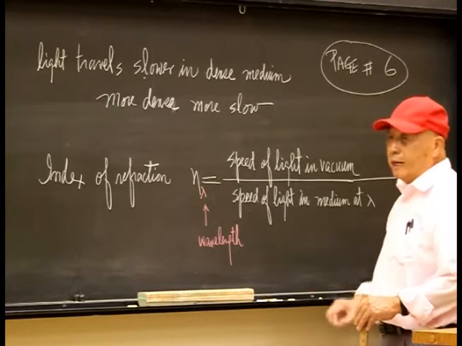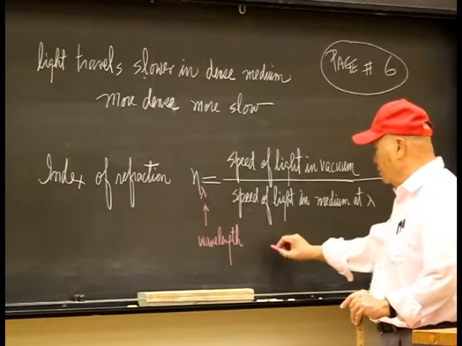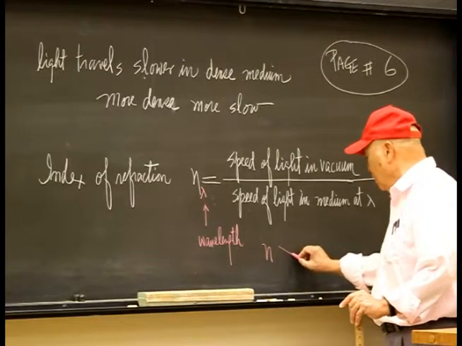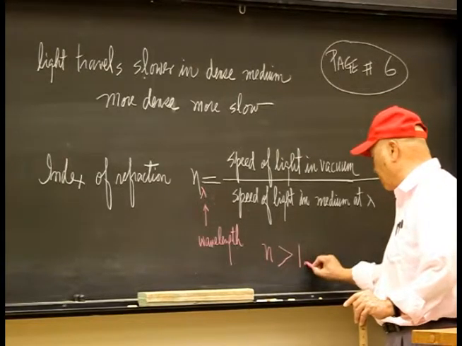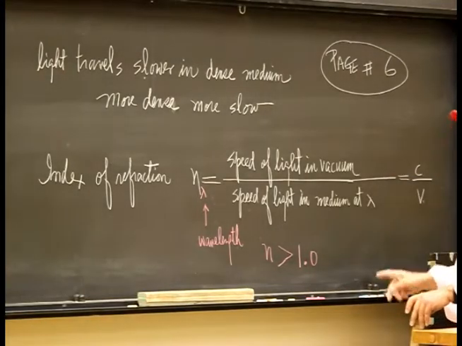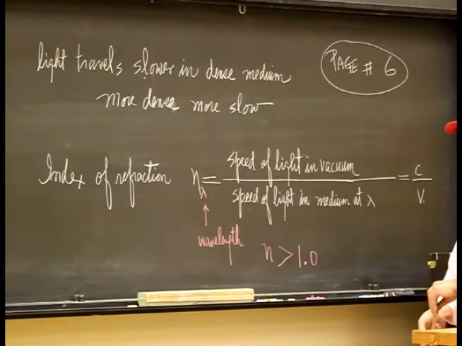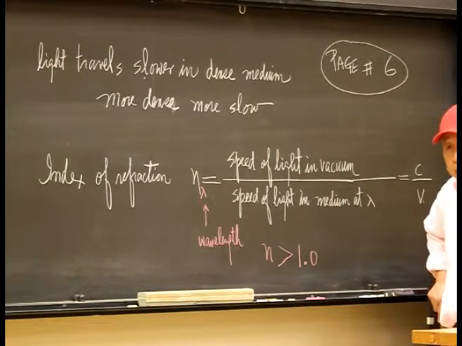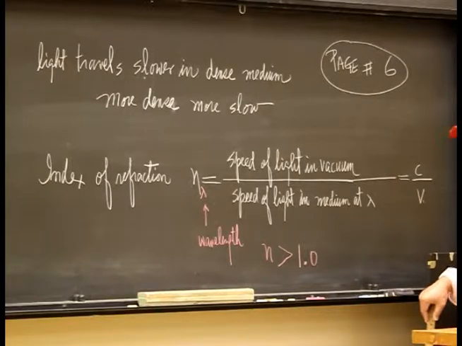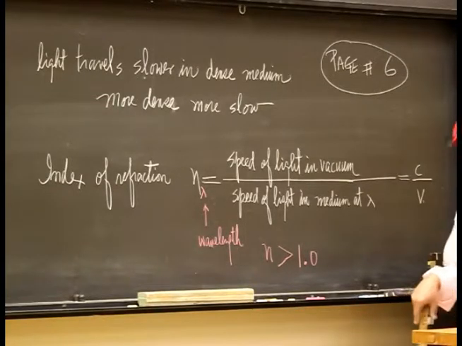Because the speed of light in vacuum is always the largest one, the index of refraction is always larger than 1.0. So this is one very important characteristic. When somebody tells you the index of refraction is less than 1, you should question it. Is that true or not? Okay? Most of the time, the index of refraction cannot be less than 1.